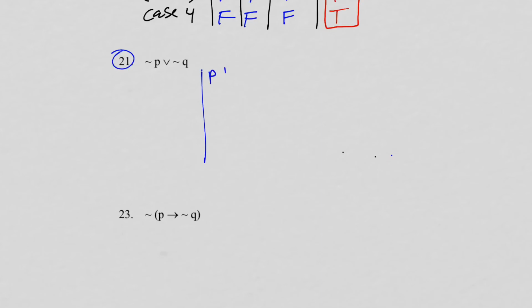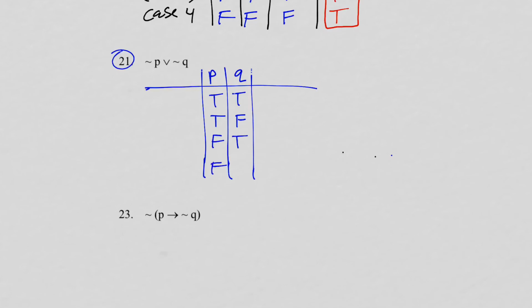So just to make this a little bit faster, I'm going to do one color here. Okay, so remember, case one is true, true, true, false, false, true, and false, false. Before I set up the table, what am I going to do first? I'm going to do the negations on each side first. So I'm going to do this first, this second, and negate both of those. And then last, I'm going to do the or right there.